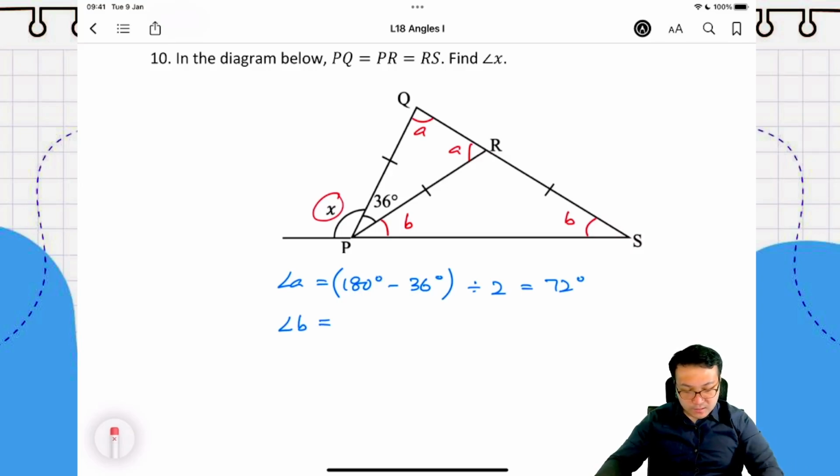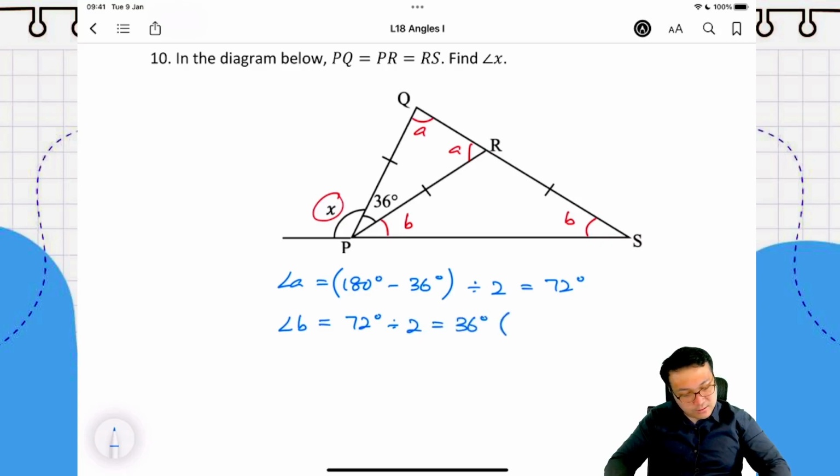Do you need to find this angle first before you can? No need. Can you use the shortcut that we love to use? Our favorite rule. What is our favorite rule? The sum of interior opposite angles. Yes, sum of interior opposite angles. If you look at this angle, you can say that this is an exterior angle. So exterior angle equals to the sum of what? B. Also 72 divided by 2. Correct. So easy. Very fast, right?